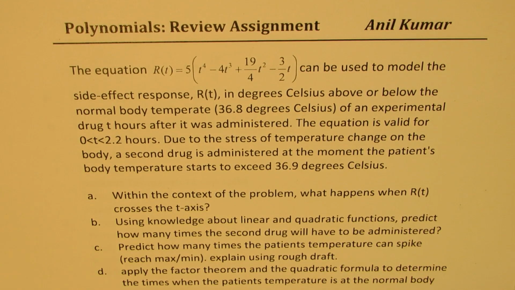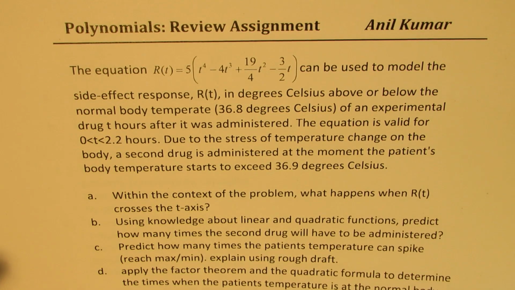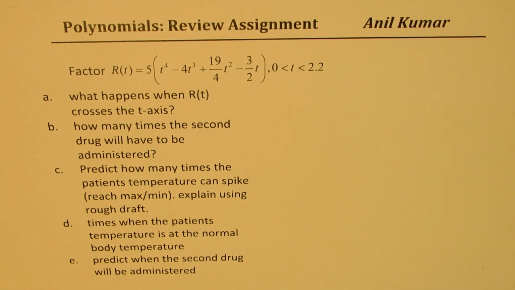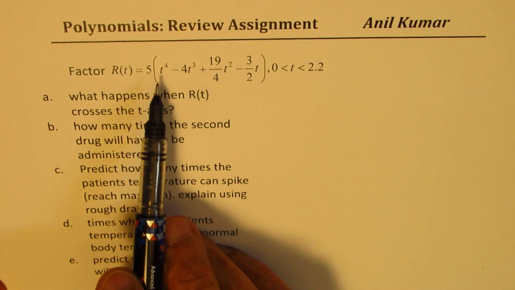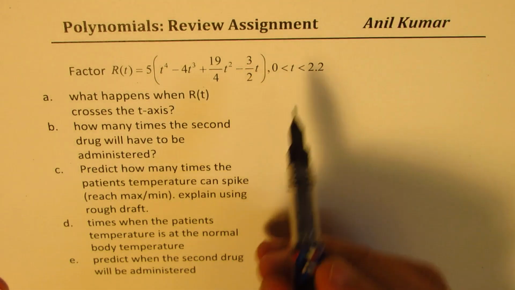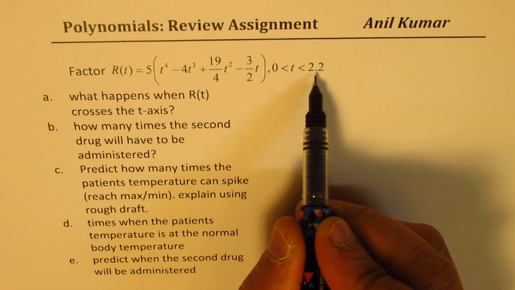Now let us see how to solve such a question. It is one full page. I have not taken all the parts, but I'm going to answer the first 5 parts of this question in this video. So let's begin with the equation itself, which says r of t is equal to 5 times, and within the bracket we see that t can be factored out. And this equation is valid for time between 0 and 2.2.